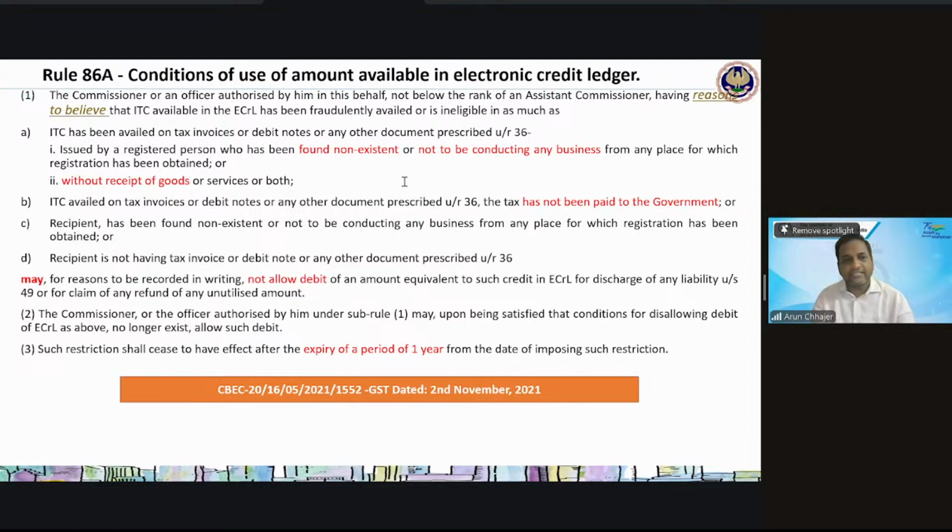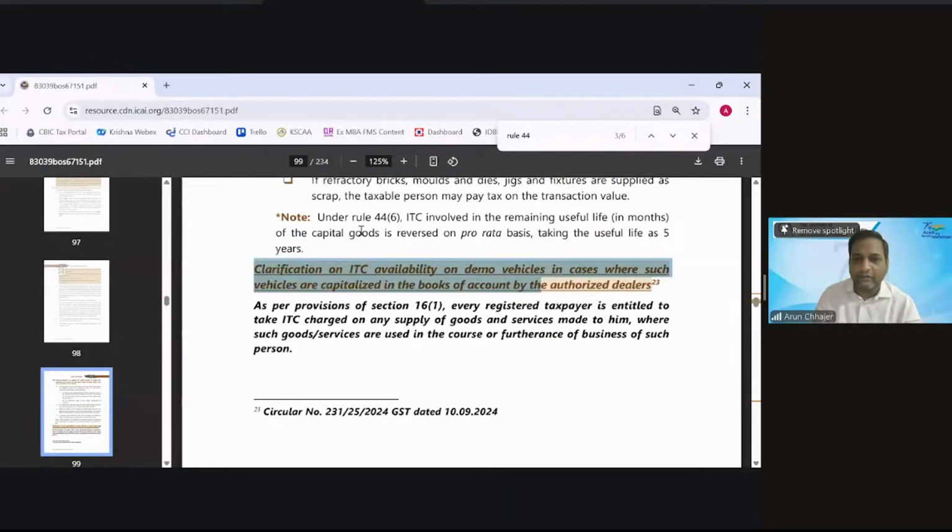So let's read. There is one more clarification. एक बार इस clarification को read कर लेते हैं. Clarification on the ITC availability on the demo vehicle.